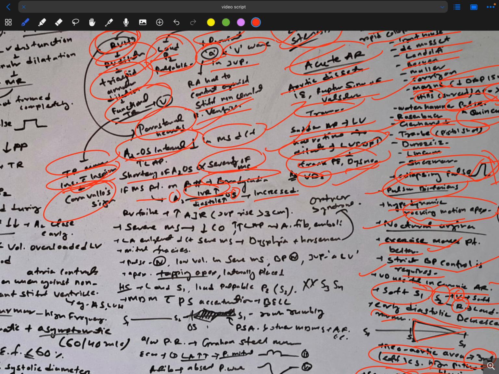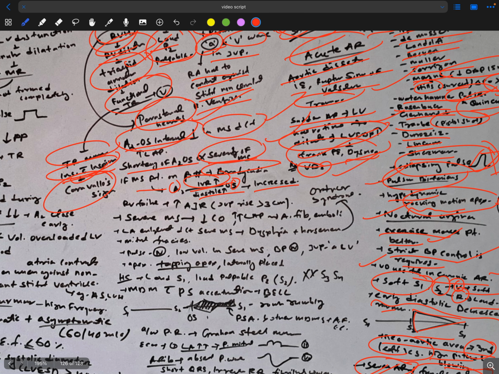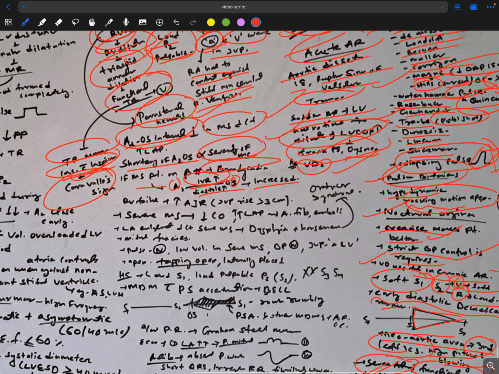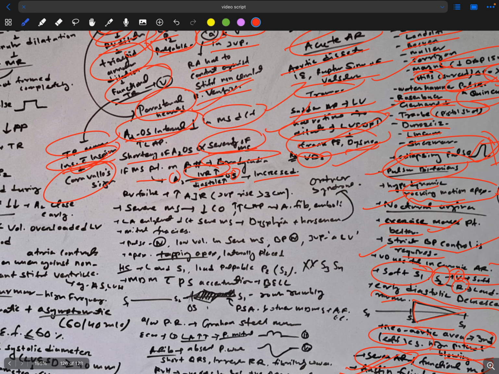So when the patient is on beta blocker, his A2 to OS interval will increase. But normally, we assess that the A2 to OS interval helps us to assess the severity of MS. So the shorter the A2 to OS interval, the more severe is the MS.